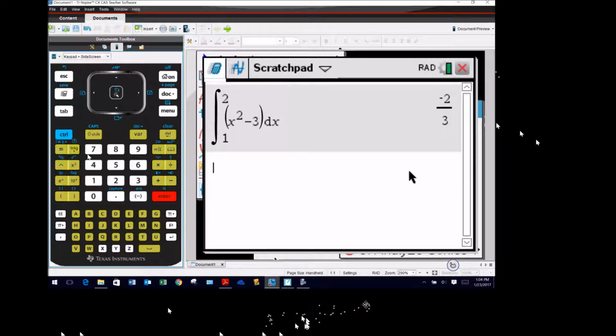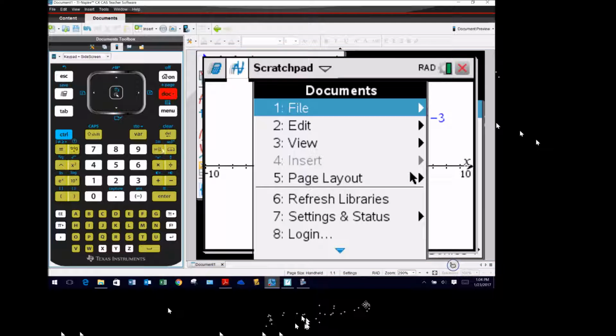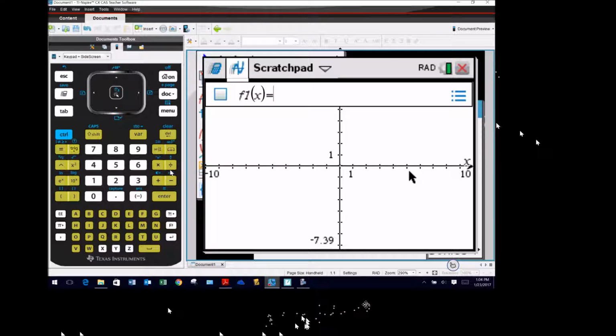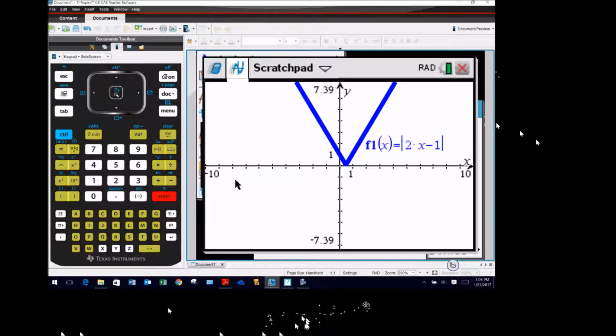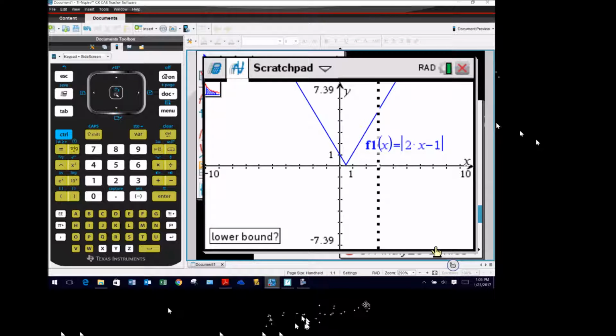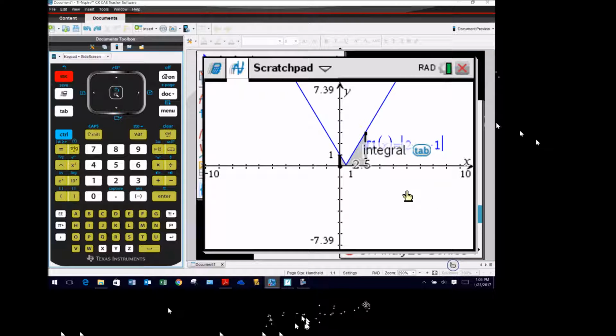I think I could probably go into a calculator page just very quickly. I'm going to delete what I had before. And if I were to enter the absolute value of 2x minus 1, is that what it is? There's my sketch. And then I can use menu, analyze graph, integral and evaluate it. The lower boundary was 0, right? And the upper boundary was 2. And you can see that we get 2.5 right there. I just want to make sure that I don't grab anything else but the integral. But nonetheless, that is the correct solution.